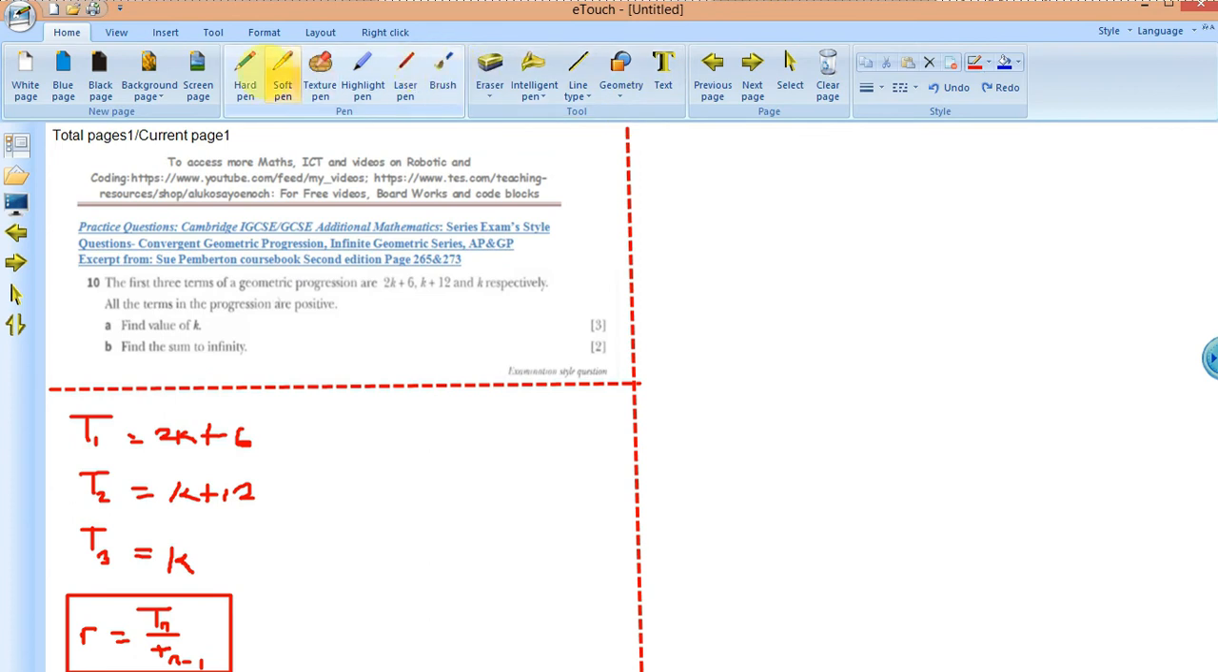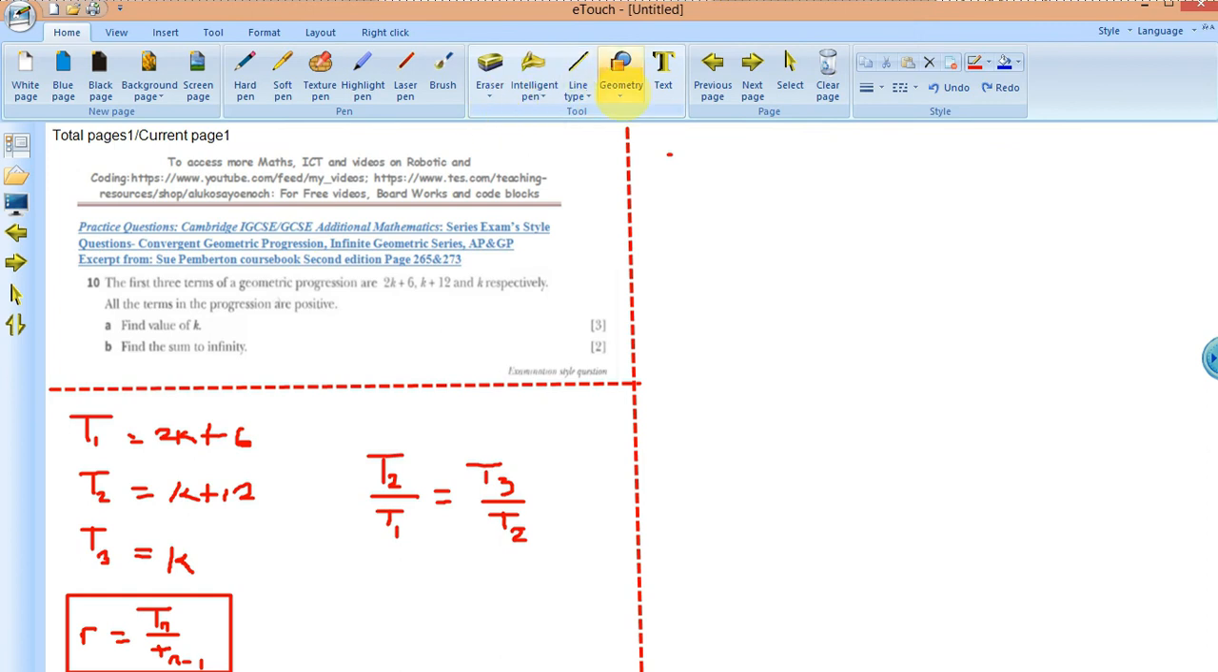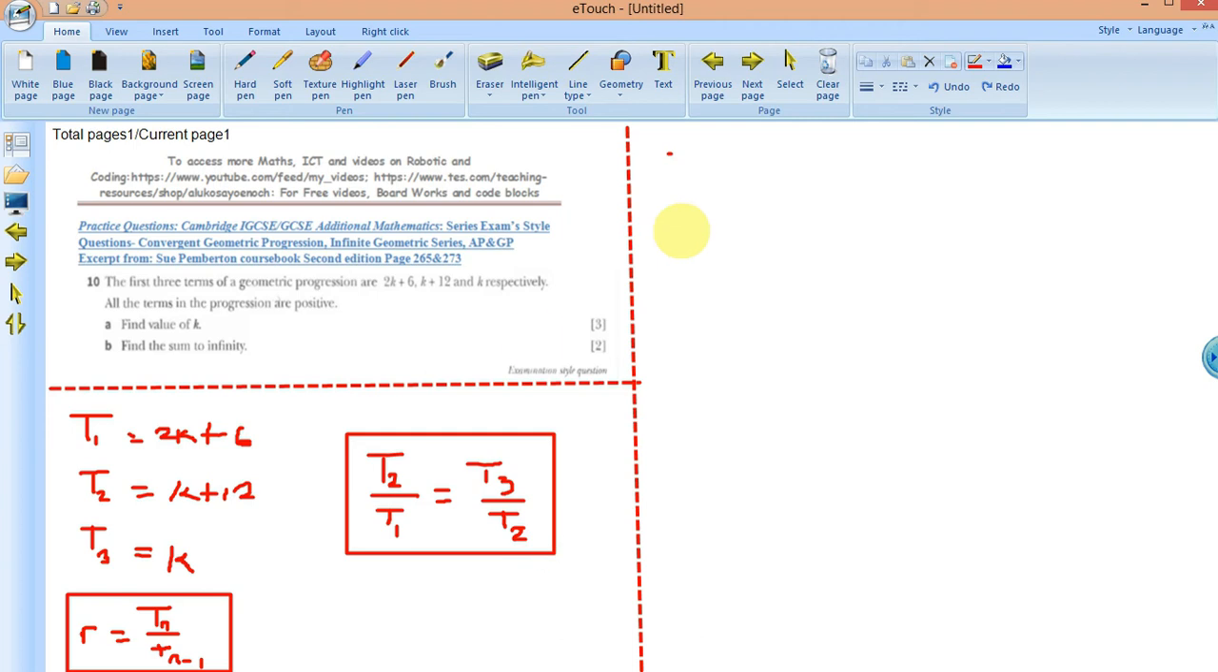So the common ratio now implies t2 divided by t1, and that should give us the same answer as t3 divided by t2. That's the implication of what we have here. Can I put this one in a rectangular box, because it's just to call your attention to this. So now let's go ahead and use what we have.